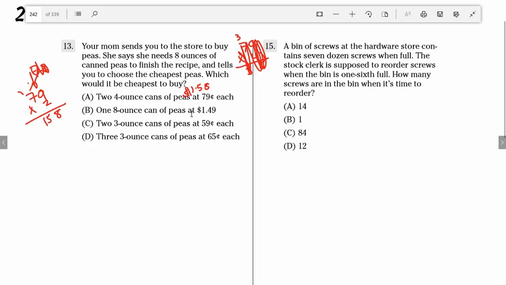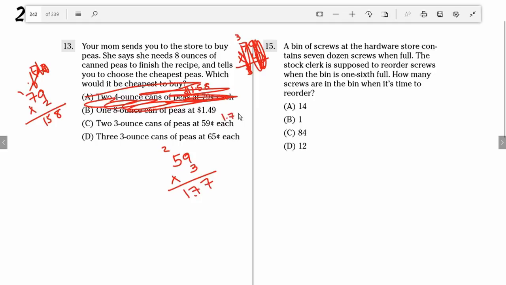Okay? 1 ounce can of peas at $1.49. That's cheaper than $1.58, so we can cross this one out. 2 3-ounce cans of peas at 59 cents each, so we're buying 3 cans at 59 cents. 9 times 3 is 27. Carry the 2. 5 times 3 is 15. Plus 2 is 17. So we know these are $1.77.